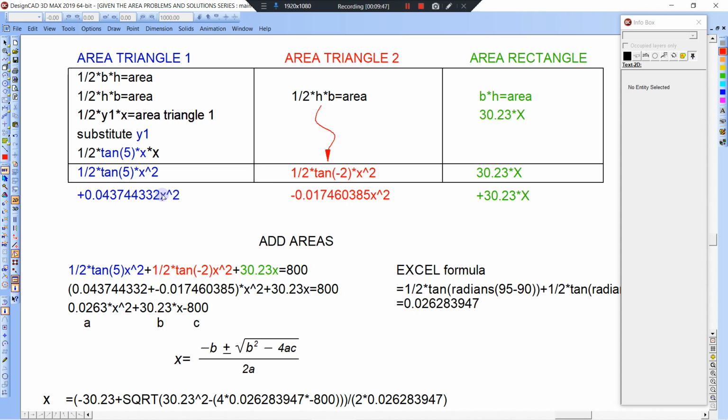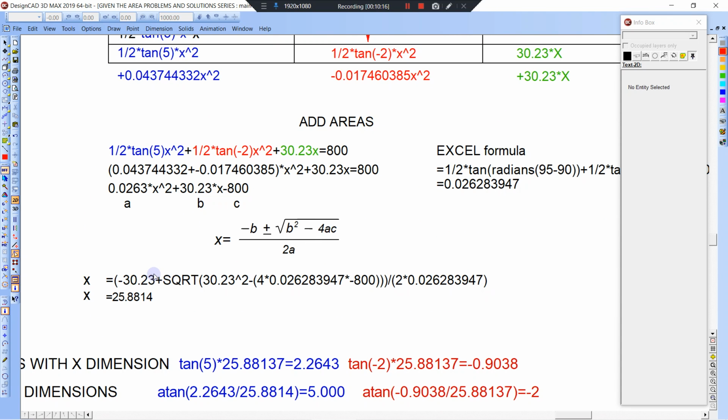Then you can take this one as a positive, this one's a negative, add those two together, and you end up with positive 0.43 minus 0.017. And that's your x squared. This one stays the same, and then equals 800. And if you're going to make it equal 0, bring the 800 over to this side. And then I did the same thing here, so let's just grind that out again. I'd like to make sure you understand that that thing really works.